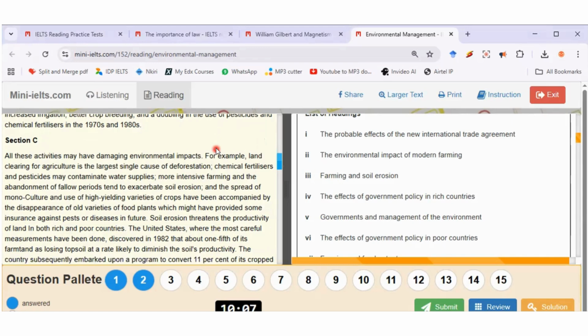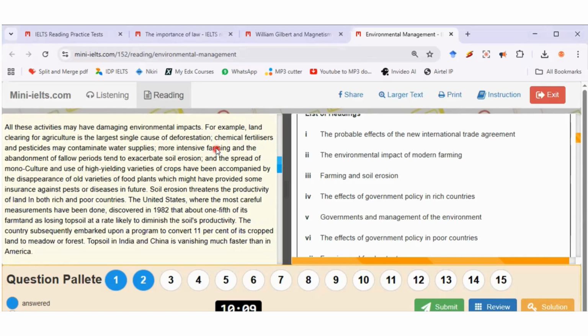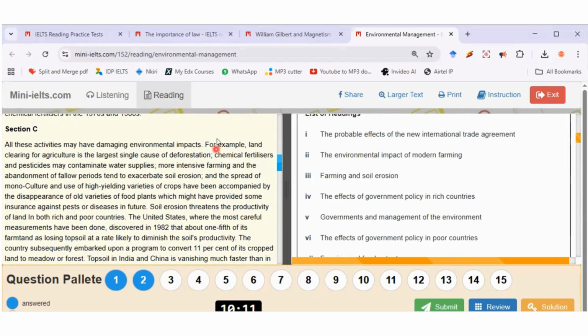Somebody says, but you are reading slow. Yes, I'm reading slow because I'm teaching. If you guys were not on this call, I'd be faster. But because I'm taking my time to explain things, I'm taking it slowly. For matching headings, you will read everything so that you can know what each paragraph is about. Otherwise, you end up picking the wrong answers.